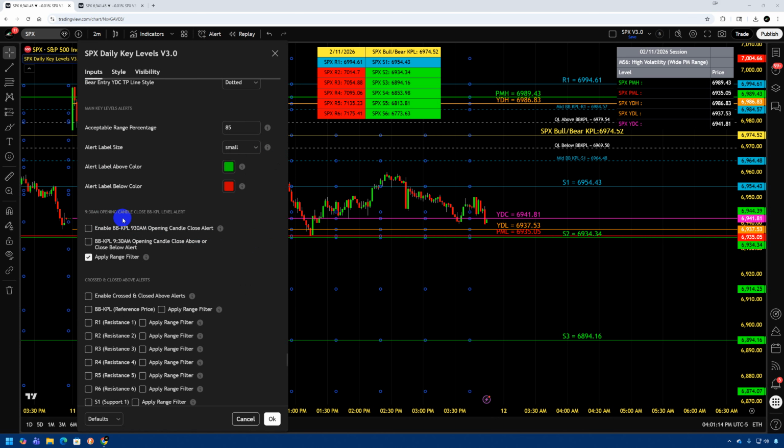Okay, starting off here, we have this alert, which is for one candle only, the 9:30 a.m. opening candle close BBKPL level alert.